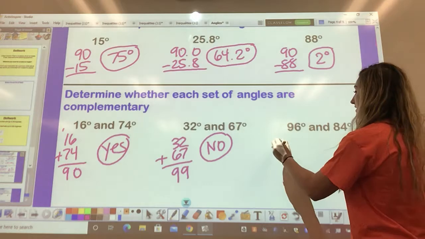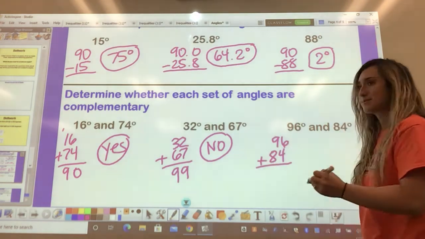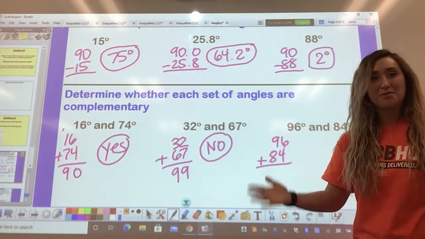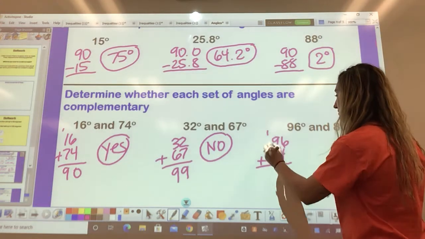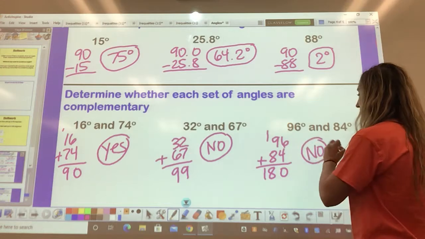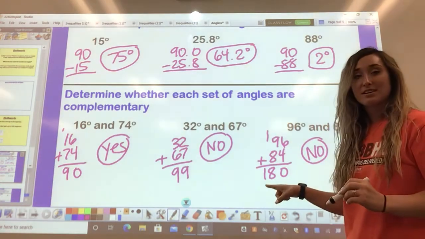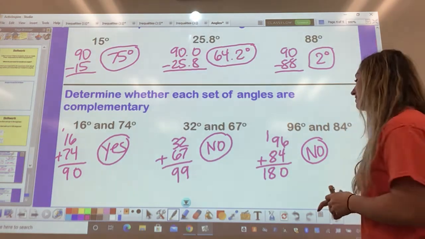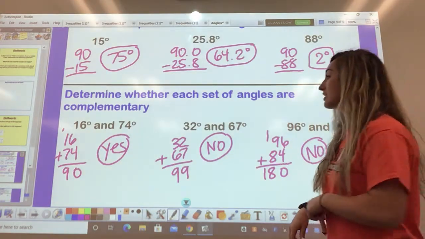And lastly, 96 and 84, do those add up to 90? Well, right away, one of them is already greater than 90, so right away that's a no. These actually add up to 180. So these are not complementary, but they are supplementary. When you add up to 180 degrees, that makes them supplementary, and that's what we're going to look at on the other page.